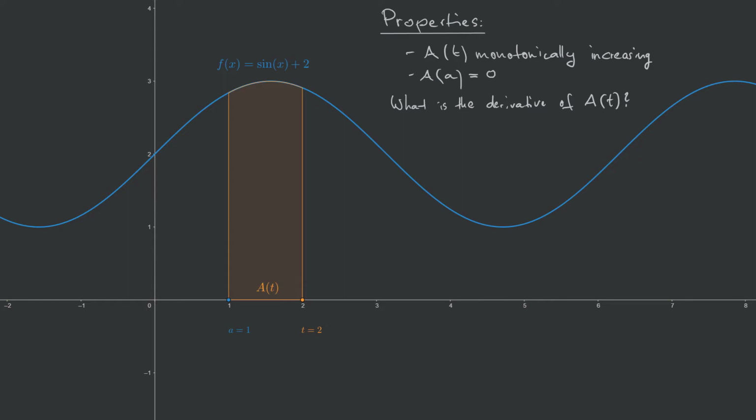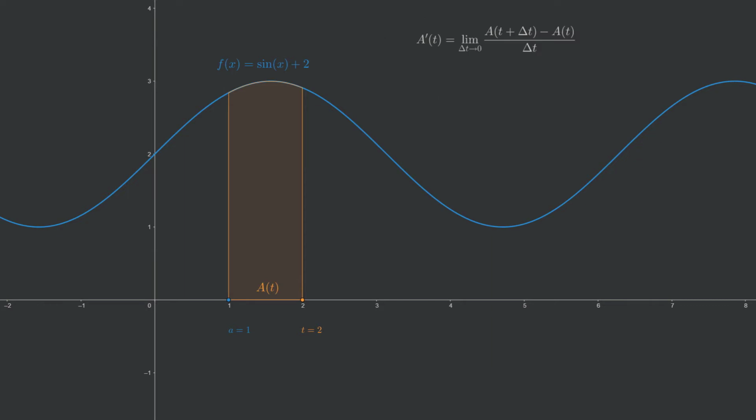I want to do that both with formulas and with graphical illustrations. The formula way to do it is to express the derivative of A of t as a differential quotient. Remember that the differential quotient of the function A of t would look like this. So if we calculate that limit, A of t plus delta t minus A of t divided by delta t, we have the derivative of A at the point t.